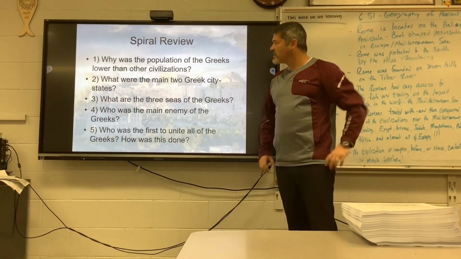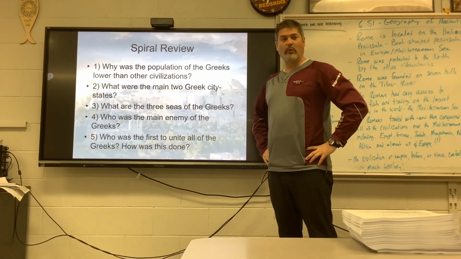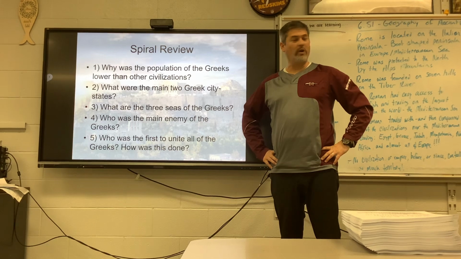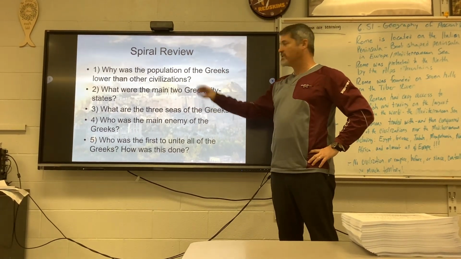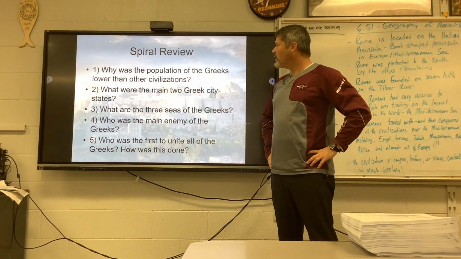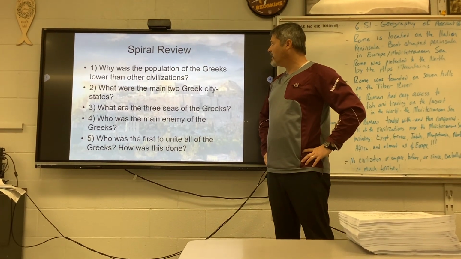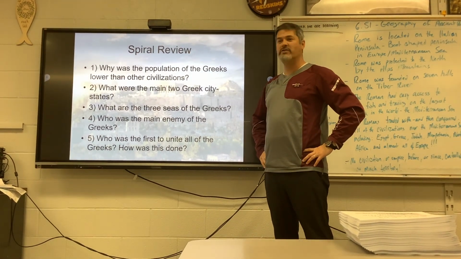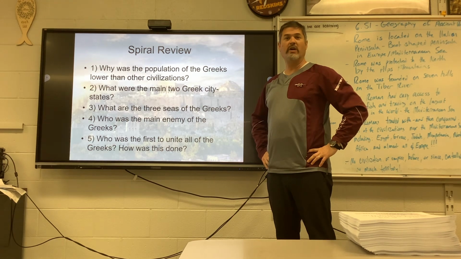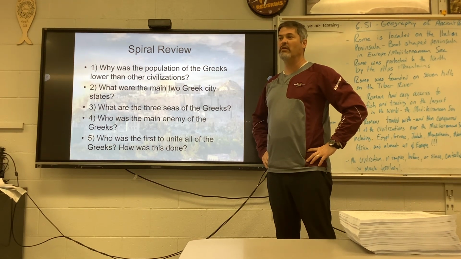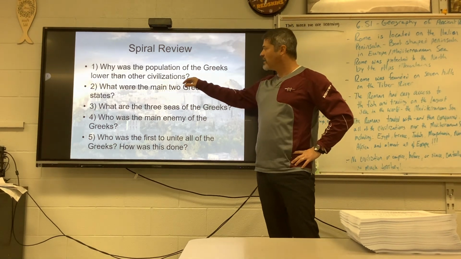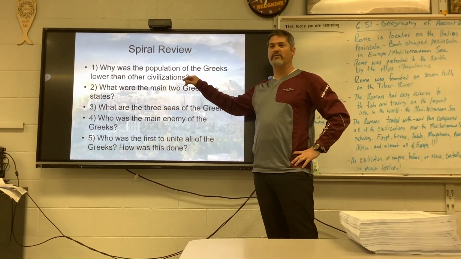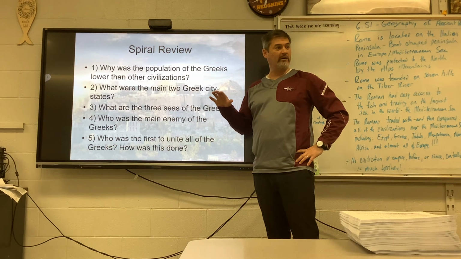All right, so this is going to be standard 651, which is the geography of ancient Rome. But we're going to start off with a spiral review back to another civilization. Raise your hand if you know why the population of the Greeks were lower than other civilizations. Okay. The reason the population of the Greeks were lower than other civilizations, they didn't have as much farmland.